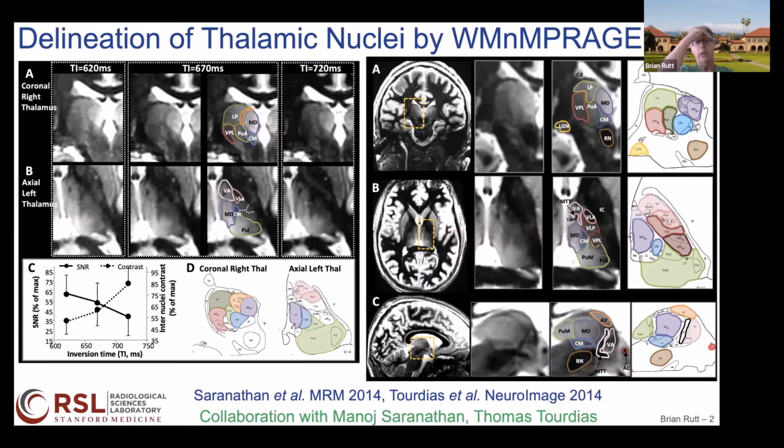So you've seen this slide presented by a few people before, and this sort of encapsulates the beginnings of our work in the development of the white matter nulled MP range method, at least our variation of it, and the ThALAmus algorithm. I especially want to point out the really fundamental contributions that both Manoj Saranathan and Toma Turdias made to this work.